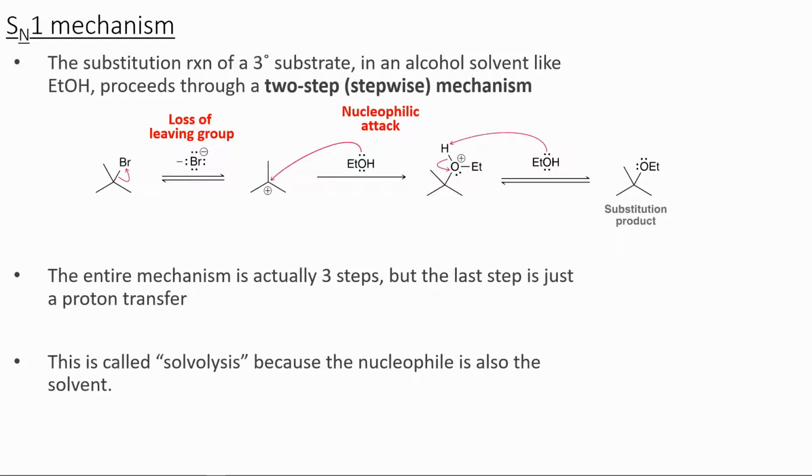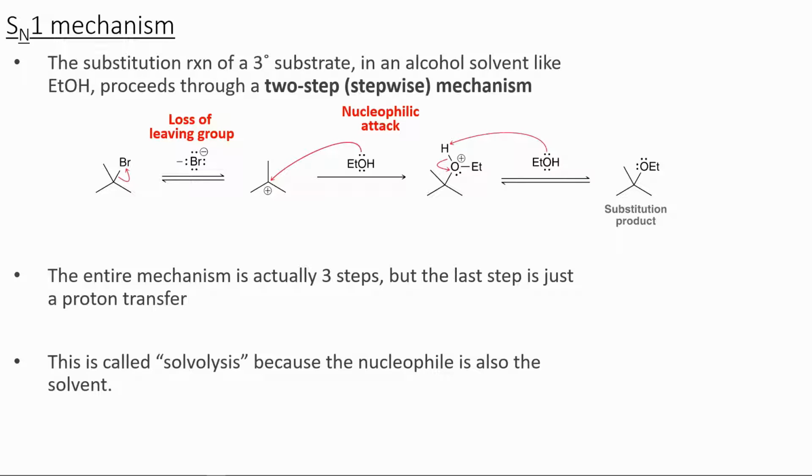In the case of a substitution reaction, it's going to go through a two-step mechanism. Remember, for the SN2 reaction, we were both forming the new bond and breaking the bond at the same time. However, in this case, we are first going to break the leaving group bond and form the carbocation, and then in the second step, we'll have nucleophilic attack with the weak nucleophile ethanol.